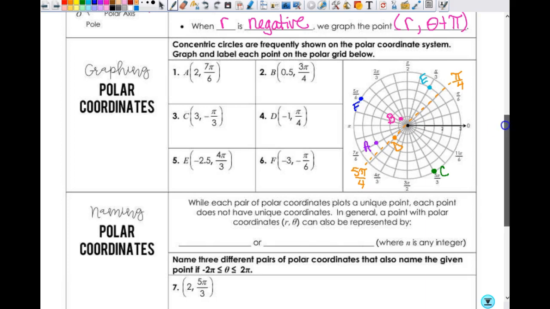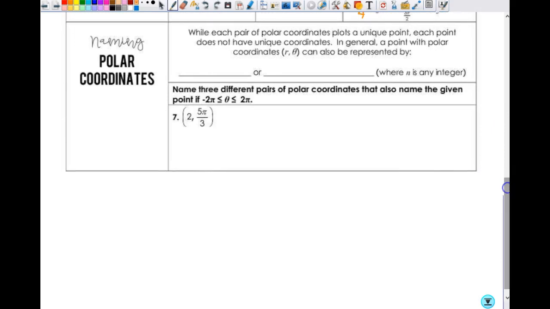Okay, good deal. All right, so then it says, while each pair of polar coordinates plots a unique point, each point does not have unique coordinates. There's an infinite amount of ways I can get to each one of those points, right? Because I could keep rotating around like running around the track. So in general, a point with polar coordinates r, theta, can be represented by blank. Okay, so I'm going to give you a rule here as well. And it can give you an infinite amount of answers.